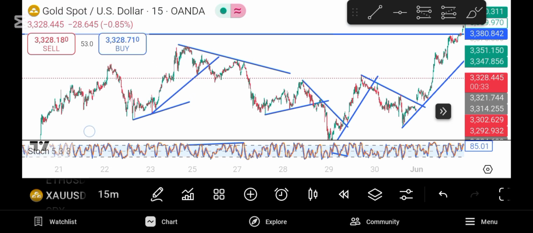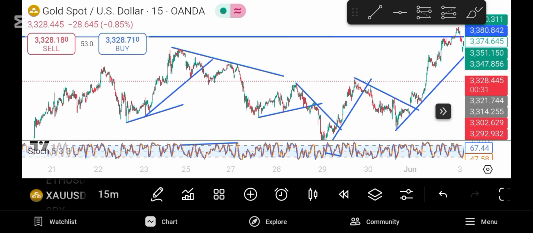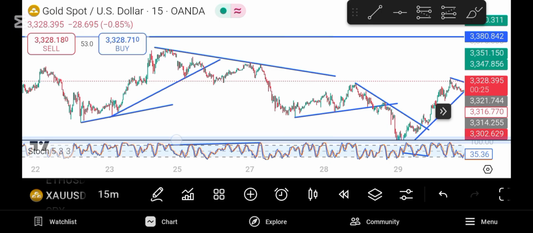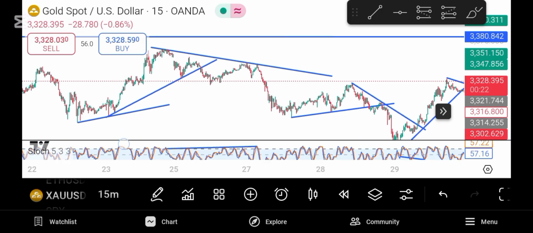So what you're going to do in this trade here, you wait for it to break the trend. Immediately you break the trend line. This is our trend line. You're going to spot out for your divergence. So in this trade here, this is our divergence.